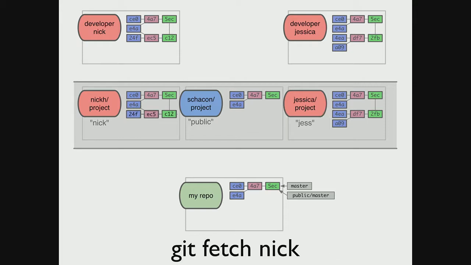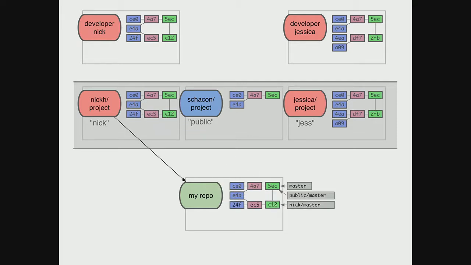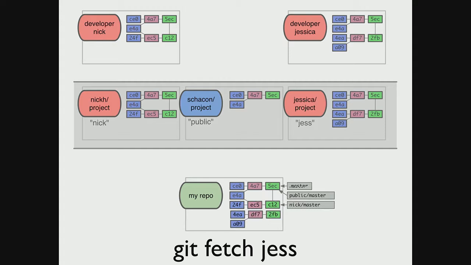So now we can do a git fetch Nick. And what that's going to do is go out and get Nick's changes and pull them into our repository. This doesn't merge it, right? This just puts it in our repository so we know about that branch. And then we're also going to do a git fetch Jess, right? So we're going to grab the stuff from Jess's project and pull that down as well.